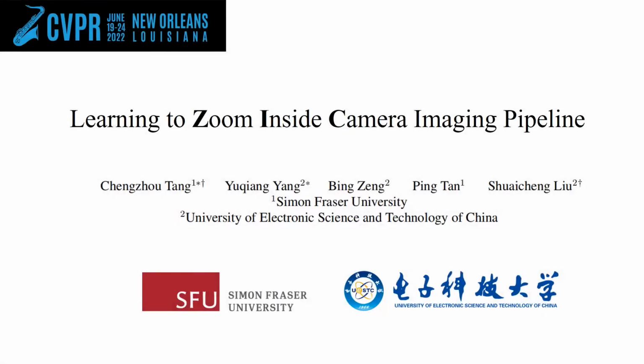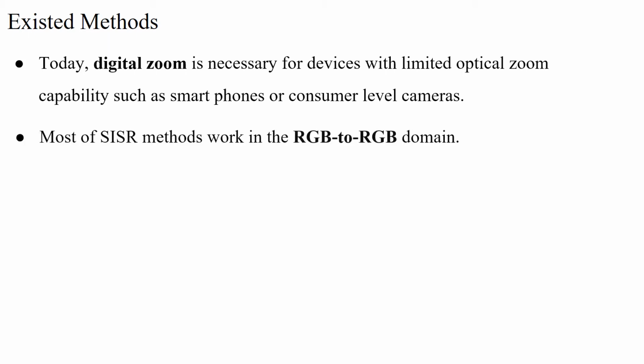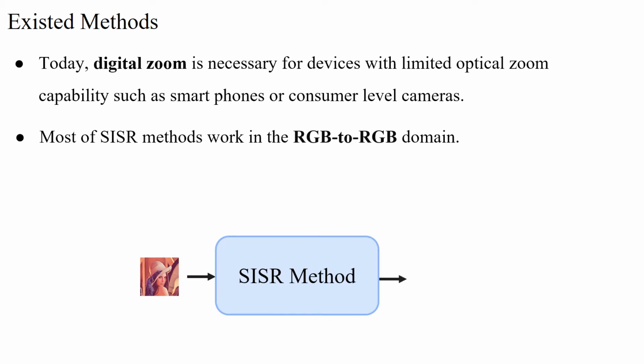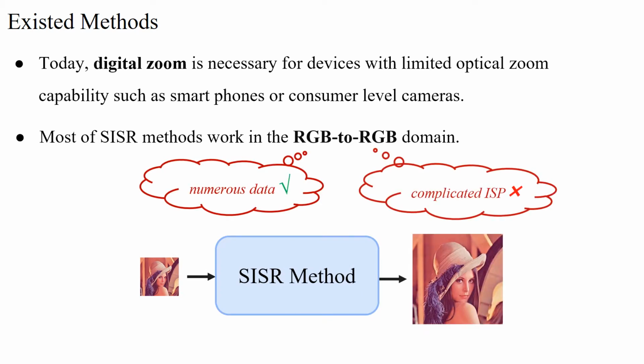In this talk, we present our super-resolution method based on real raw data. Today, digital zoom is necessary for devices with limited optical zoom capability such as smartphones or consumer-level cameras. Most SR methods work in the RGB to RGB domain. Although a large amount of training data is available, the complex ISP pipeline of the camera is ignored.